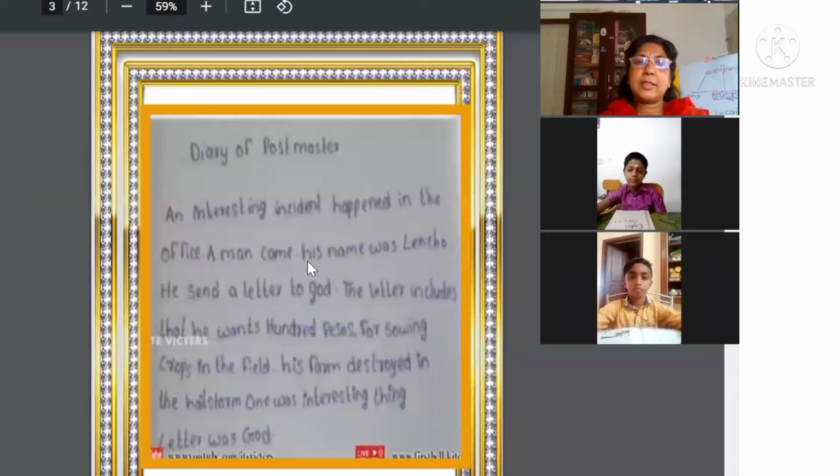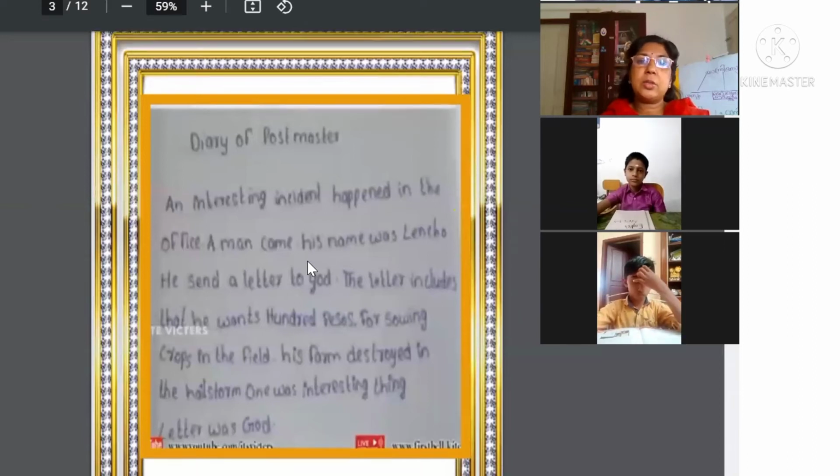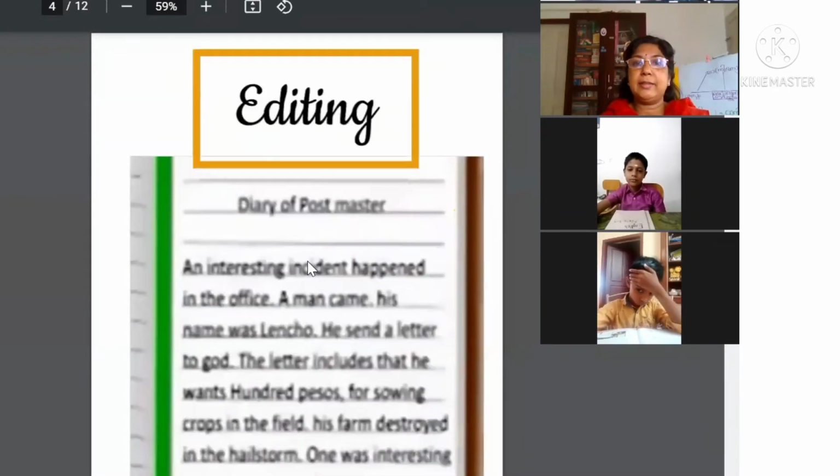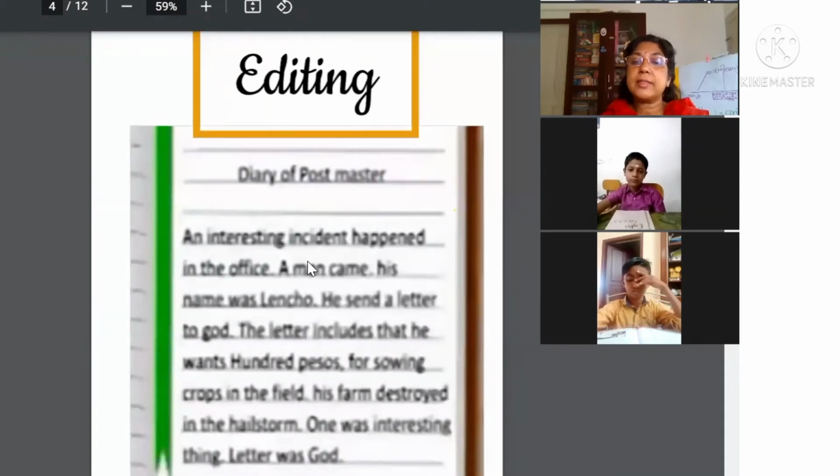So among this diary, there are some other errors also. So we have to do editing of this diary. Okay. Once again, we are going to do the editing in detail. Editing. Diary of the postmaster. An interesting incident happened in the office. Any error there? Any mistake there?